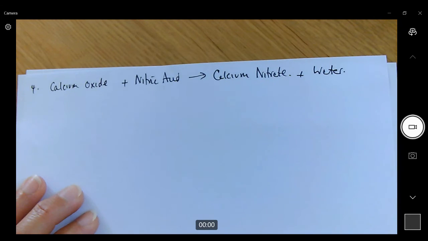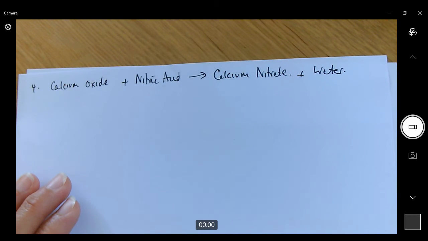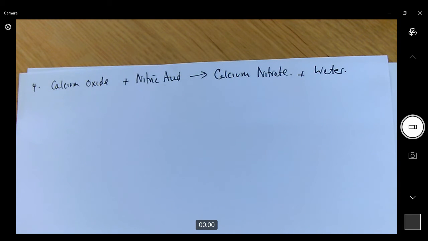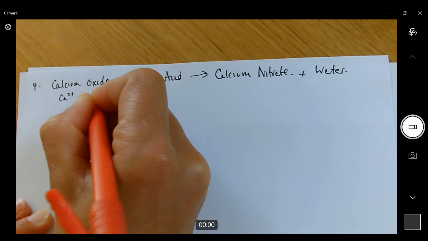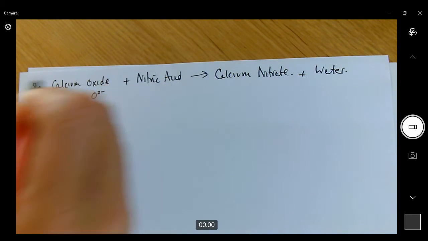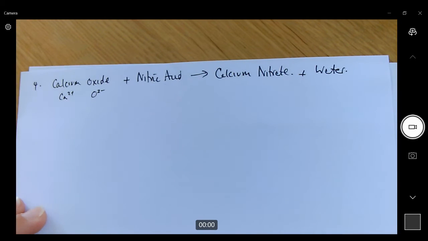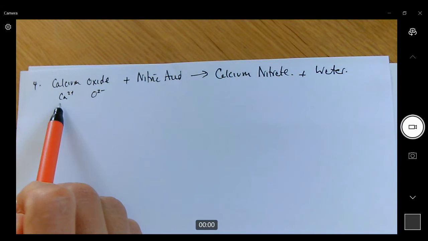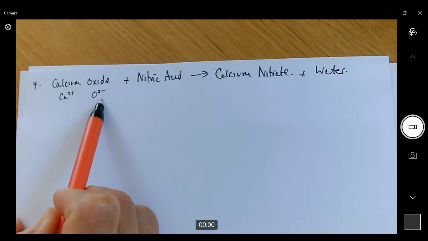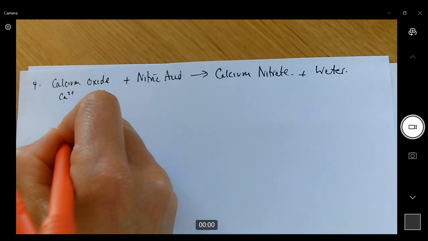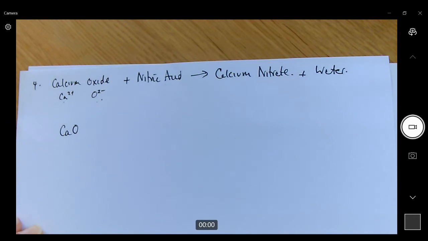There's your word equation. So let's first of all work out, for our simple equation, the formula, and then we need to balance it. So calcium oxide. Calcium is a 2+ ion. Oxides are a 2- ion. You know that from their position on your periodic table. Group 2 needs to lose 2 electrons, group 6 needs to gain 2 electrons. So we are calcium oxide, the charges balance.